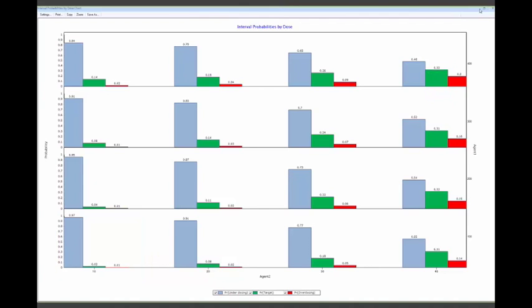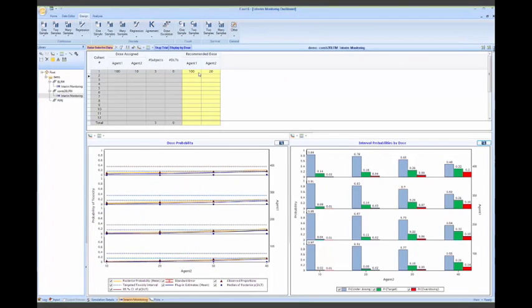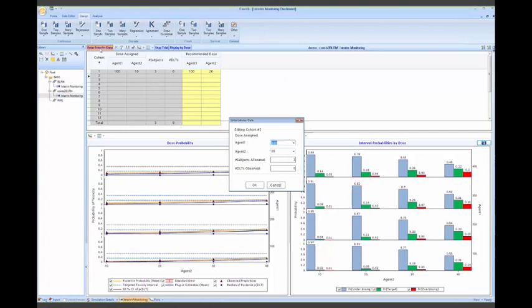Again, this is just a recommendation of the software based on this very conservative rule that we set. This is something that can be overruled by the clinical team after considering all different types of data, safety data, biomarker data, and so forth, and you can actually override this decision.